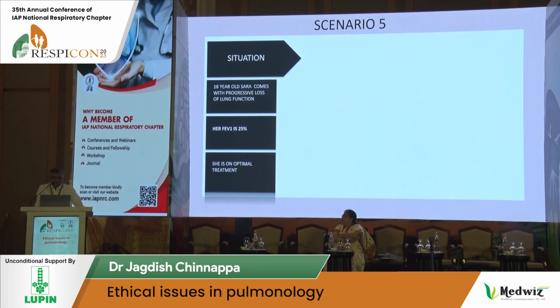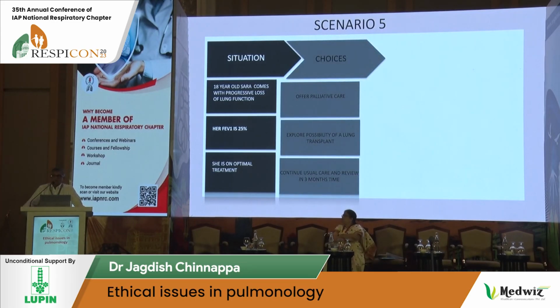Now Sarah has grown up, she's now 18 years old. She comes to you with progressive loss of lung function. Her FEV1 is 25%, she's on optimal treatment. Now, what do you do here? Do you offer palliative care and say, okay, you continue with that care, or you look at the possibility of a lung transplant and say, okay, I'll review in 3 months' time? What would you do here? She's worsening. Her FEV1 is going down quite significantly.